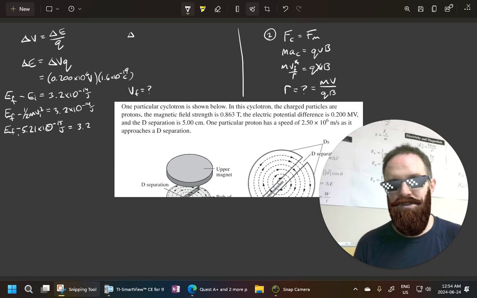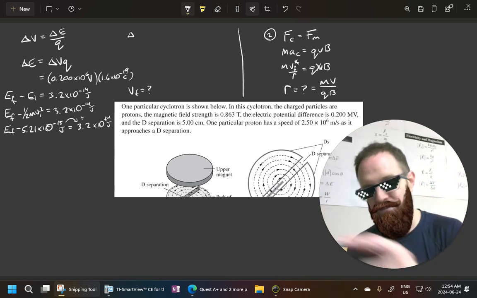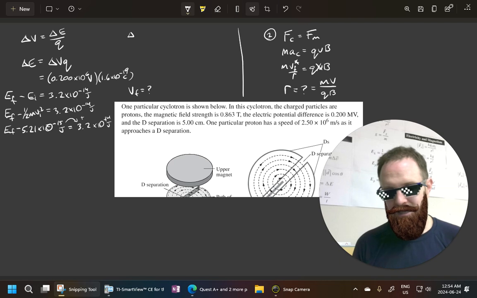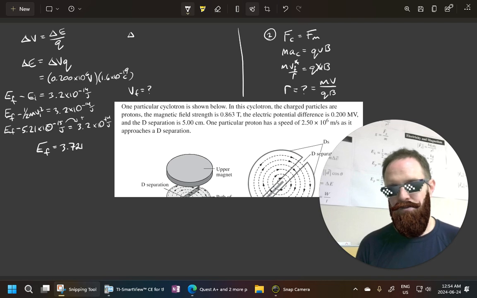So I'm going to add that number over to the other side, because right now it's minus that number, and I'm going to get the new final energy, because I'm increasing by quite a bit here. So my final energy is going to be 3.721, I got lots of decimals here, times 10 to the negative 14 joules.